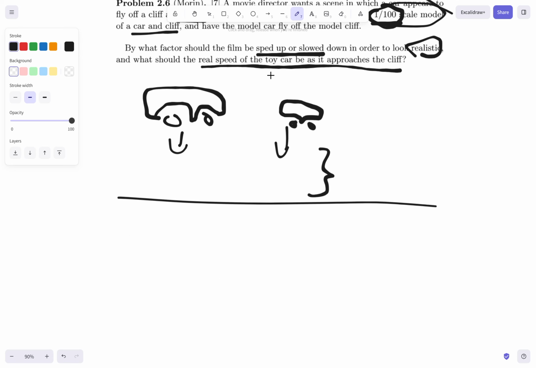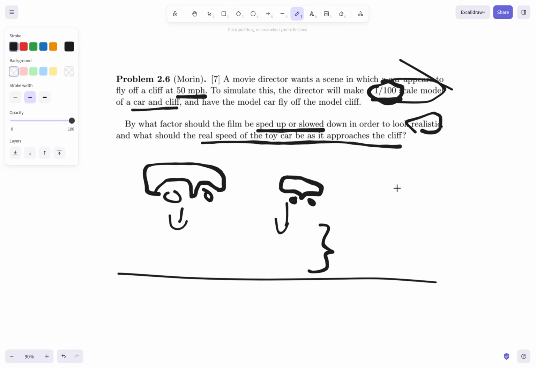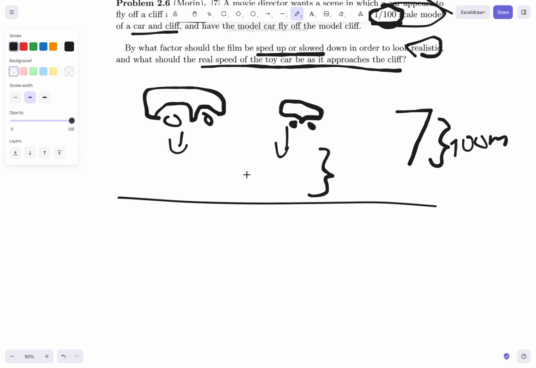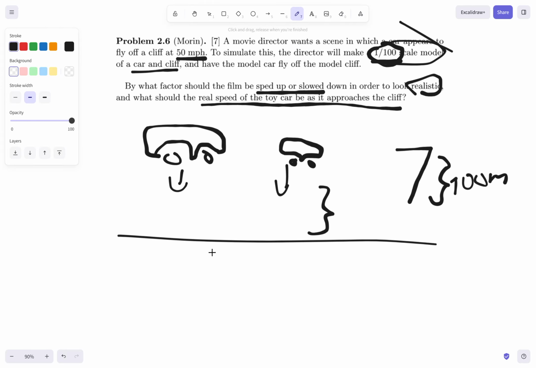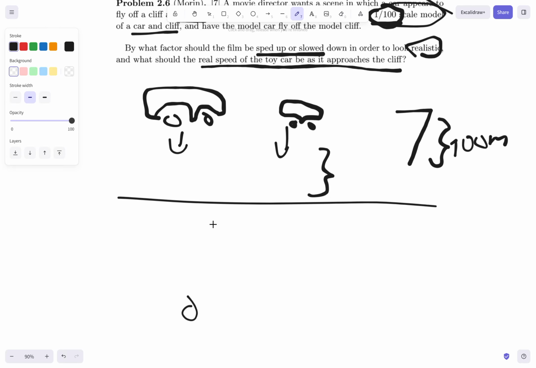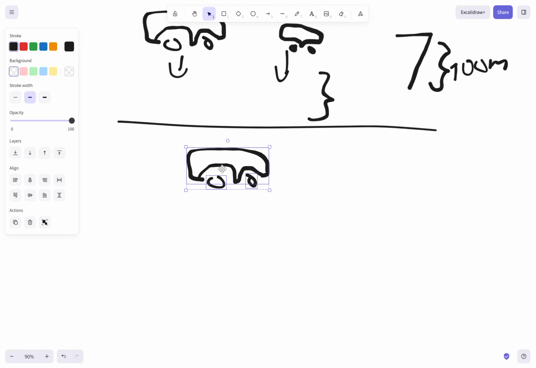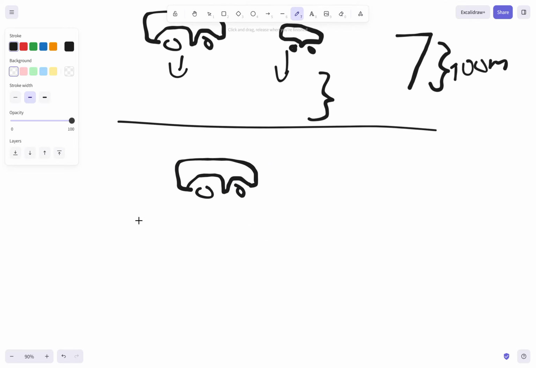My method for this problem, like most of them, is to use an equation, solve it, use some logic, but I also want to do plug and chug, just to put in some numbers and see what happens. Let's say the real cliff is 100 meters. The real car, the big car, is going to fall off this thing at 100 meters per second.